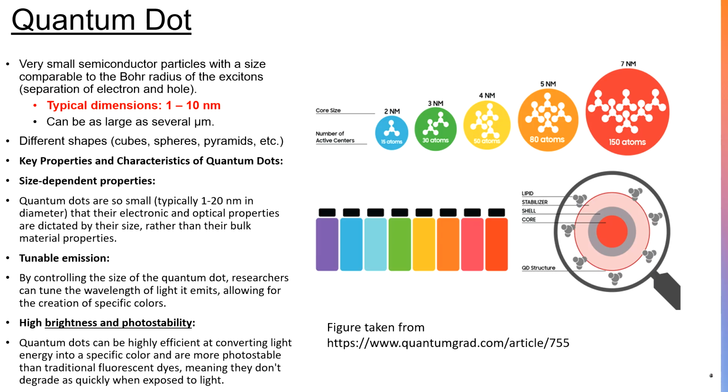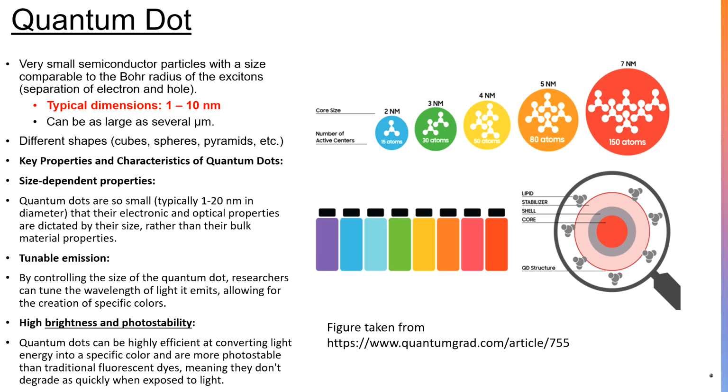So quantum dots are very small semiconductor particles with a size comparable to the Bohr radius of the excitons, and the separation of electron and hole. Typical dimensions are 1 to 10 nanometers. So they are very, very small, close to atomic level, and can also be as large as several micrometers. Based on their particle size, their properties change.